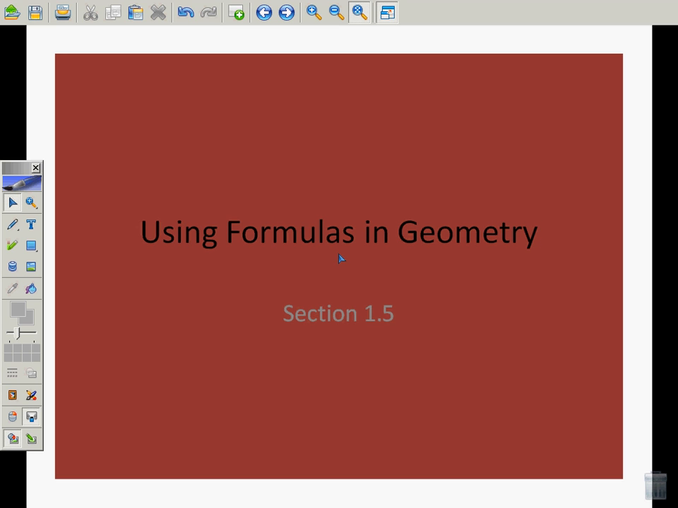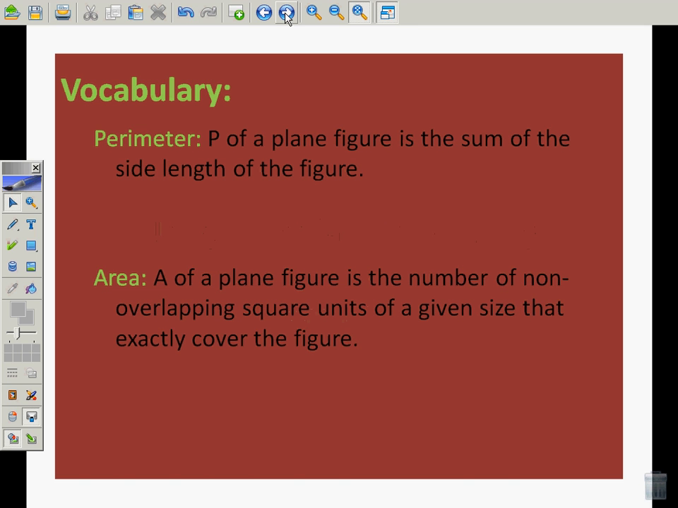How does this work? Well, let's see. Some of the formulas that we're going to use may be familiar to you. This is a pretty short lesson. It should be about 10 minutes. Okay, so we're going to use some of the formulas in geometry and just review them, see how they work. Section 1.5. A little bit of vocabulary. It's very important for you to understand this vocabulary before we are able to go on. We have to understand the basics before we can do anything.